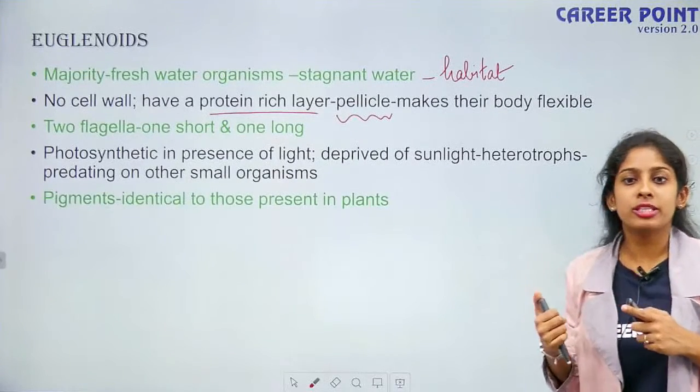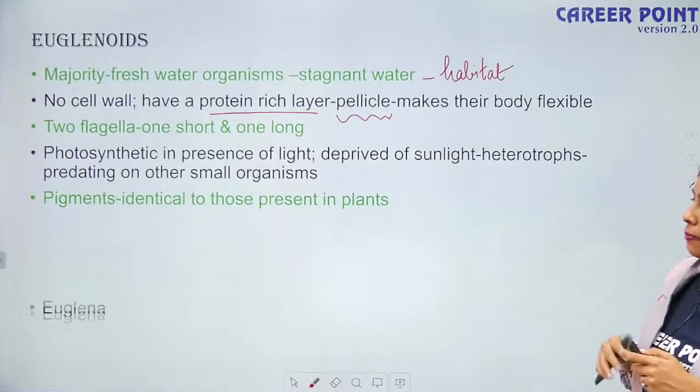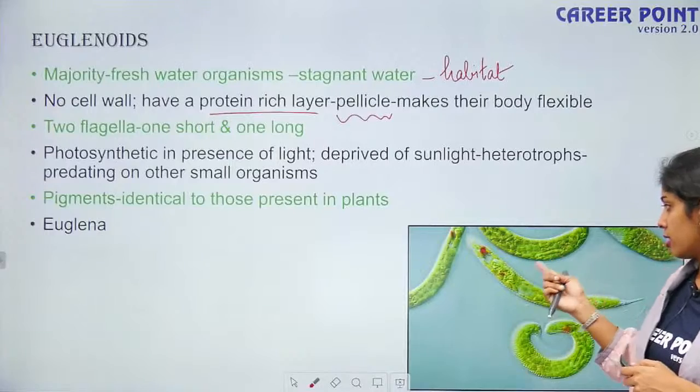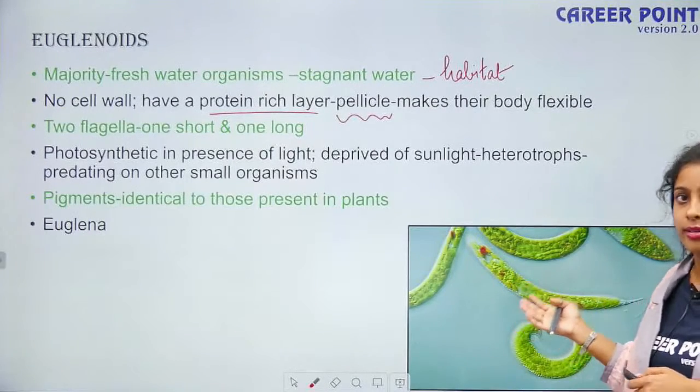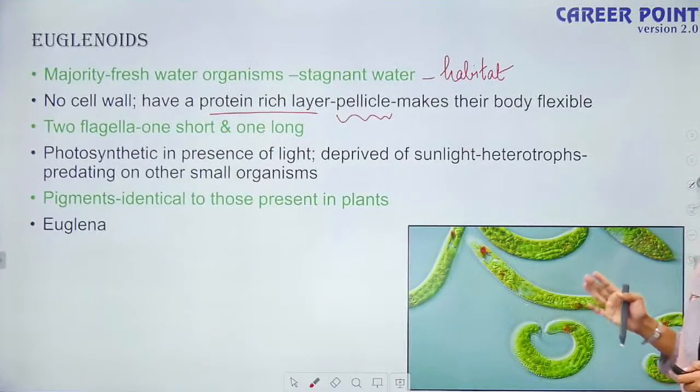Then what about the pigments? Here the pigments are pretty identical to plants. So they have a green pigment. Your one example here is Euglena. If you look at the organism, it's pretty clear. They have pigments similar to your plants. So this is about your euglenoids.